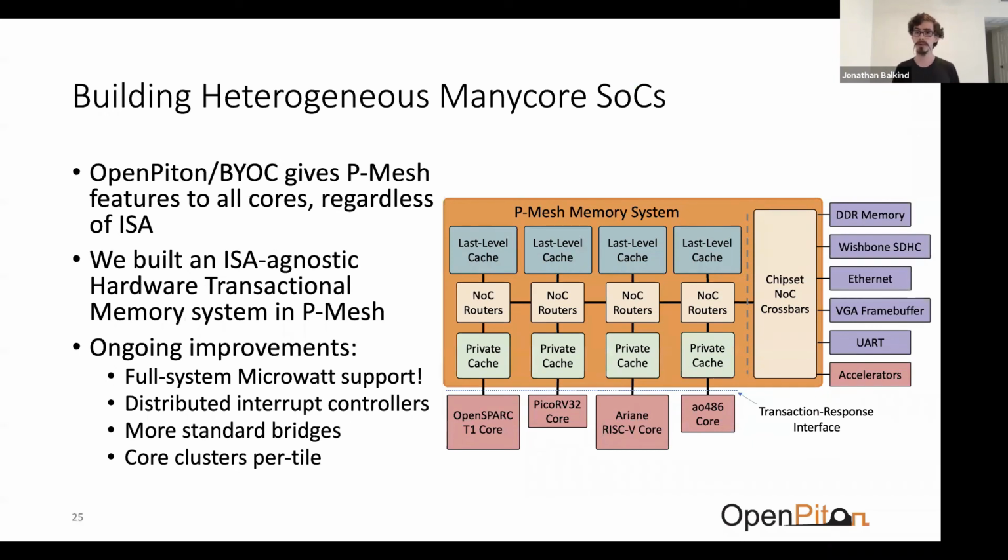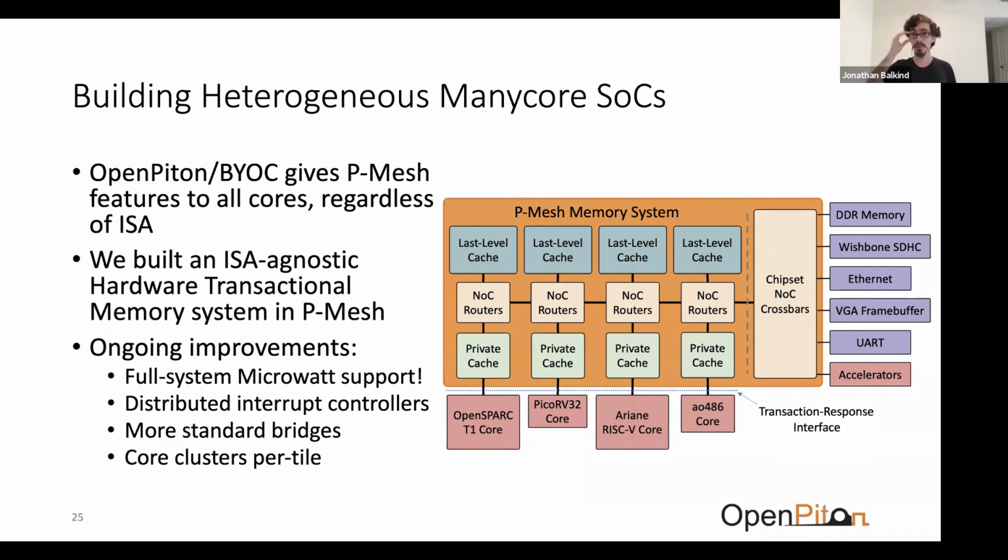So really the goal overall is to have OpenPiton, or the extension BYOC, give the features of PMesh to all cores regardless of their ISA. We want to provide a set of features that is rich and sufficient for a variety of different ISAs and microarchitectures, and have that be agnostic to the core. And so on top of what I've already shown, we also built a prototype of an ISA-agnostic hardware transactional memory system inside PMesh. So you can imagine if you don't want to have to add a lot of support in your core for transactional memory, then you could take advantage of one that we build into PMesh, or you could enhance your ISA to support transactional memory if it doesn't already.